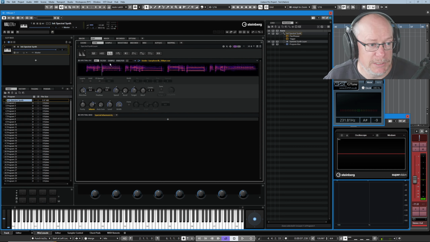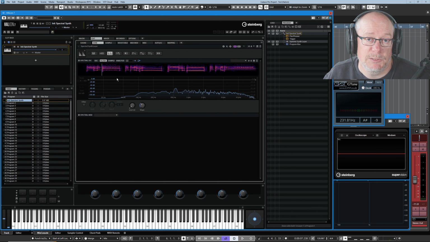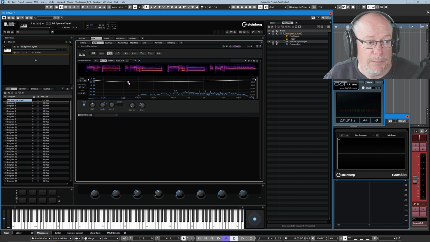Let's have a look at a couple of the other tabs. Over on the filter page, the spectral synthesizer has its own filter bank. Let's engage it. And now we have a multi-point filter to play with. By default, we only have two nodes, one at the very beginning, one at the end. We can't do anything with those, they're fixed. I can cycle through nodes 1 and 2, and you can see the little pink box changing. But I can add extra nodes onto the filter map by double-clicking.